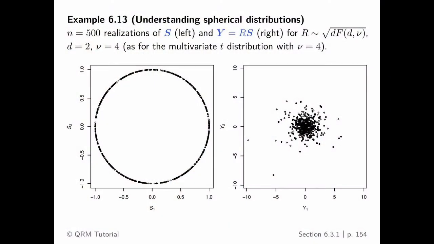Now, here you see I started exactly with, well, I can only plot in the bivariate case, so I started with points uniformly on the unit circle. And then I took as the radial part F distributed random variables. I multiply with D, I take the square root, and so I scale each point out or further in depending on my realizations of R.